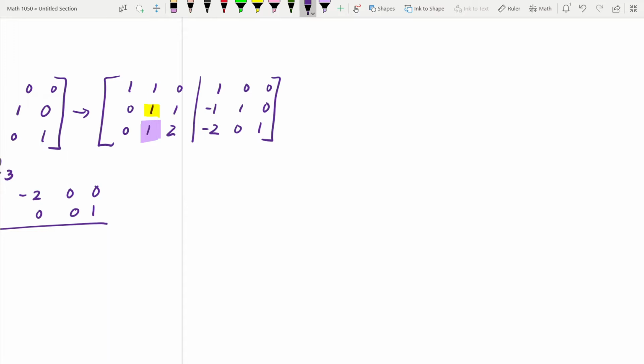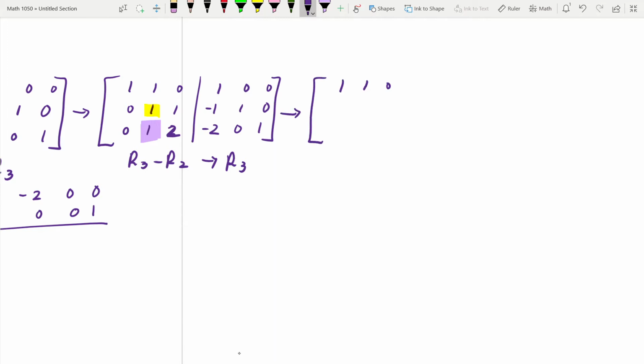I can do row 2 minus row 3 or row 3 minus row 2. It doesn't matter. They're both right. One is better. Which one's better? Row 3 minus row 2, because row 3 minus row 2 gives you a 1 there, which is my next step. So I'm going to go row 3 minus row 2 becomes my new row 3.